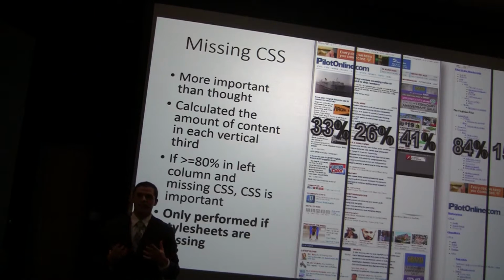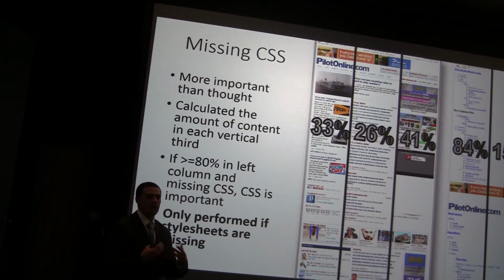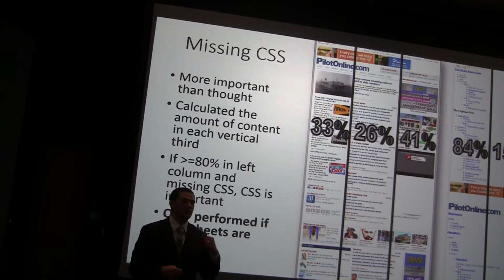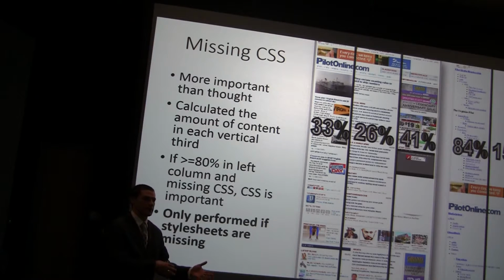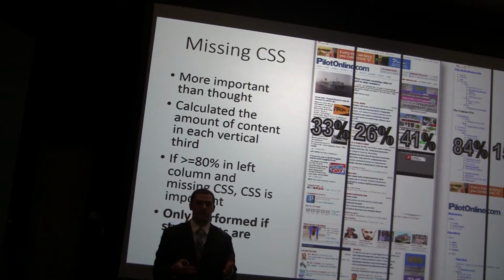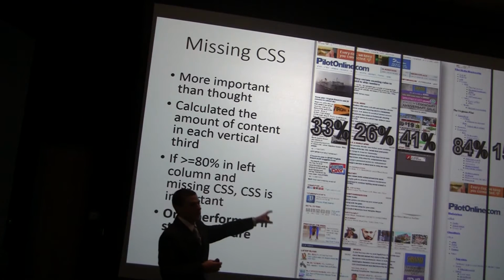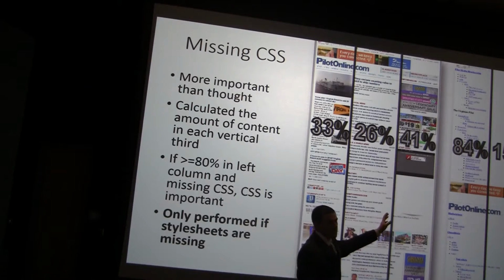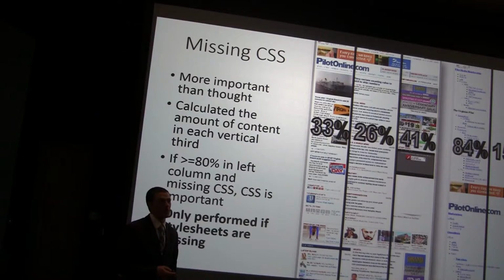So the way that we identify an embedded style sheet as important is by dividing the representation into vertical thirds and figuring out what the background color of that representation is using the remaining DOM and remaining style sheets, remaining document object model. So after we've identified the background color, we consider the non-background color things to be content. And we go pixel by pixel in these images and figure out where the content falls in each of those vertical thirds. And if a style sheet is missing and more than 80% of the content appears in the left third, the leftmost third, we consider that style sheet to have been important to the representation and organization of that information.